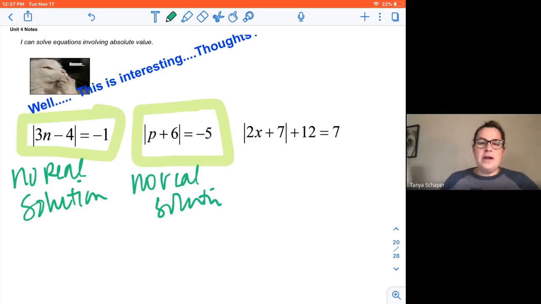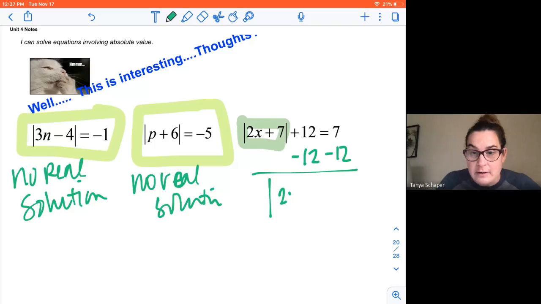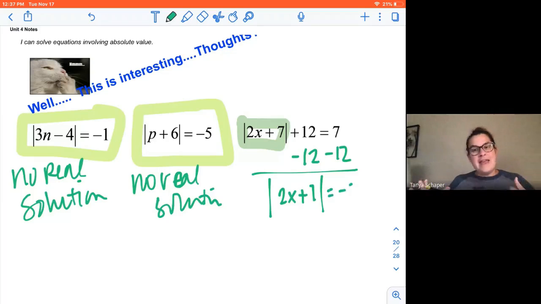Okay. Now, when I look at the next one, wow, that handwriting was fantastic. When I look at the next one, it equals positive 12. So what I need to do is work to get the absolute value all alone. I want to get just this piece alone. And so I'm going to subtract 12 from both sides. And so I get the absolute value of 2x plus 7 is equal to -5. Well, look at that. The absolute value equals a negative number, and I can't have that. So it's going to be no real solution.